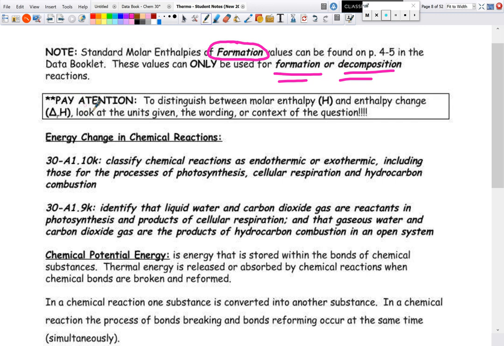Now, it says right here as well, pay attention, distinguish the difference between molar enthalpy and change in enthalpy. So look for the units given, because units will always tell you. If you see units of kilojoules per mole, this is always going to be for molar enthalpy. If you see units of kilojoules, this is always for the change in enthalpy. This will always hold true. So sometimes a question might forget to put in the word molar, but if you see the units of kilojoules per mole, it's referring to molar enthalpy. All right?